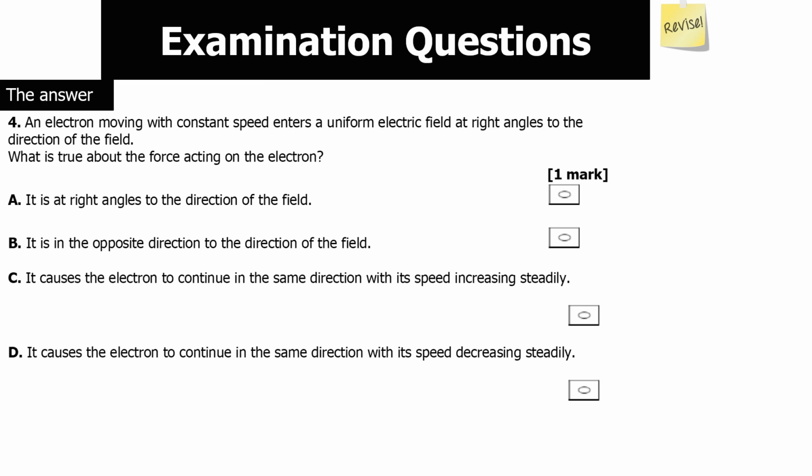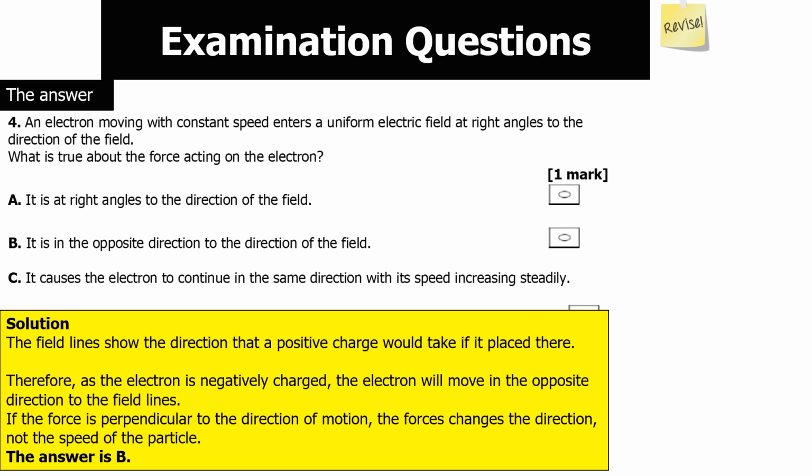Right, our answer here is B, because the field lines show the direction that a positive charge would take if it's placed there. So as the electrons are negatively charged, the electron will move in the opposite direction to the field line, and if the force is perpendicular to the direction of the motion, then the force will change the direction but not the speed of the particle, because it's acting as a centripetal force. So therefore our answer is B.